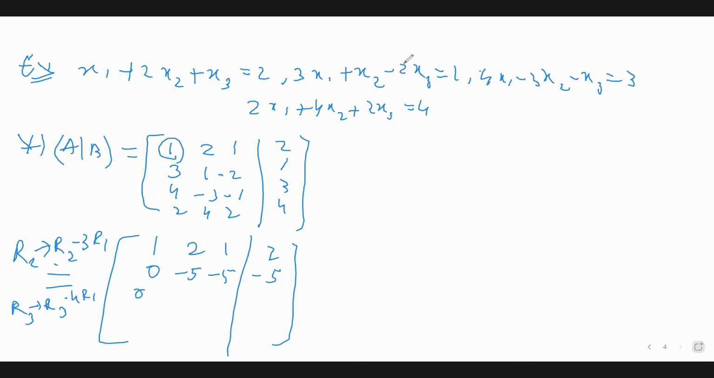0, minus 11, minus 5, minus 5. रो 4 कैसे रिप्लेस होगा? रो 4 minus 2 R1. 0 0 0 0. क्लियर? Yes, sir.